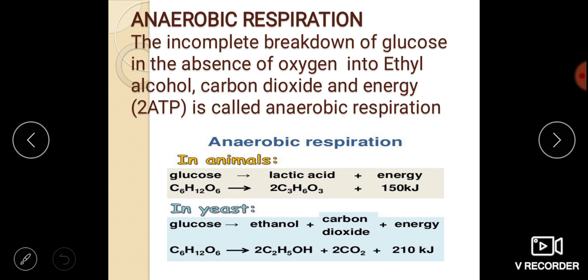Whereas in animals, in our body, our muscles also at times show anaerobic respiration. It occurs when we perform vigorous exercise. At that time, there is a deficiency of oxygen in the muscle cells. So glucose is converted into lactic acid there. No carbon dioxide is released and the amount of energy released is very little.